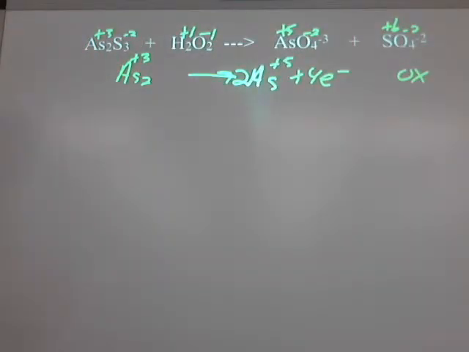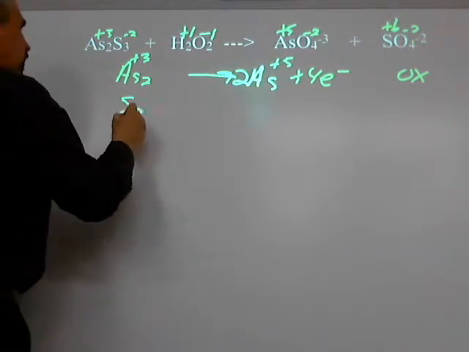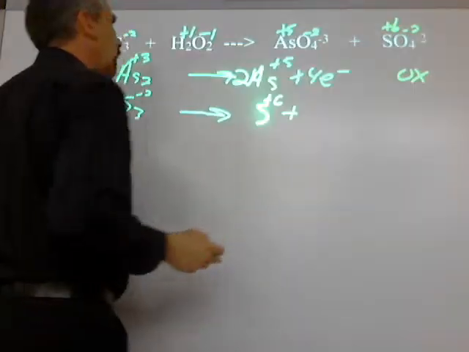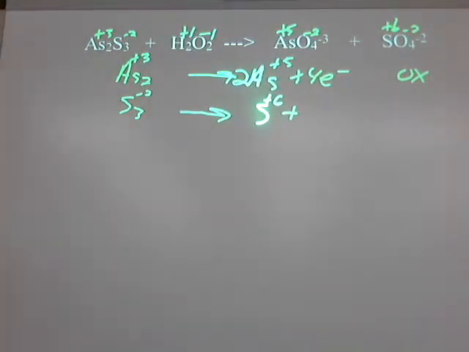But unfortunately, sulfur is also being oxidized. S3 with a -2 is becoming S with a +6. Now that, again, is not 4 electrons.